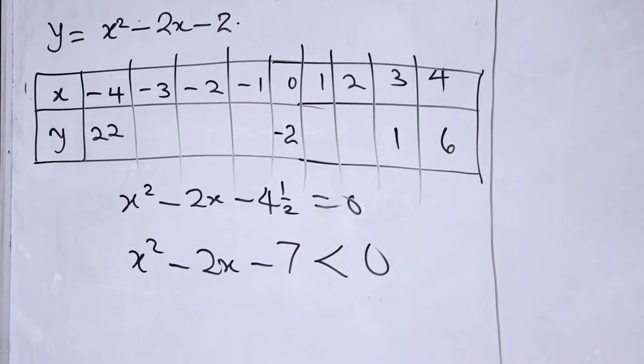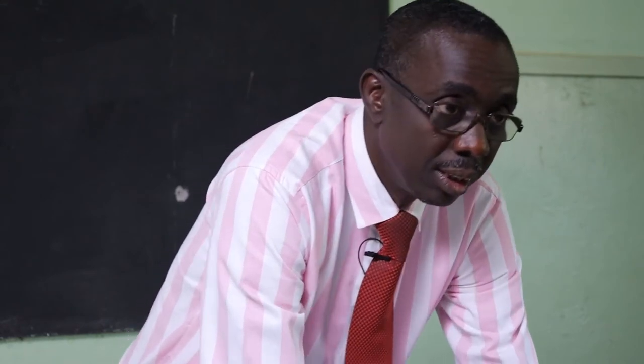7. Root of the equation x squared minus 2x plus 3 is equal to 0. 8. The value of x for which y is least. 9. Range of values of x when y is decreasing. All right.